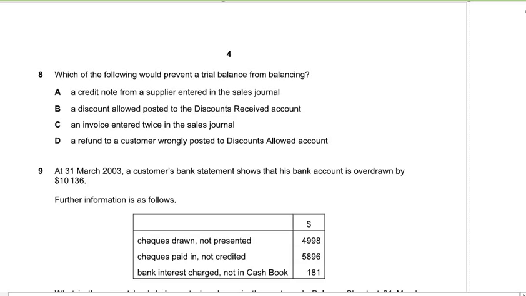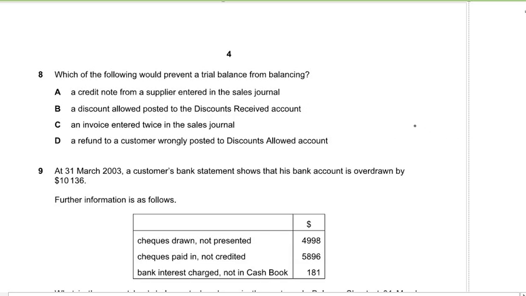Then a discount allowed posted to the discounts received account. We will have to look at that more closely. Remember, discounts allowed is a debit. And if we post discounts allowed to discounts received, it means we have posted it as a credit. So there is a violation. I'll hold on to that. I'll have to look at the other alternatives before I make a conclusion, but this one seems to be the answer that we're looking for.